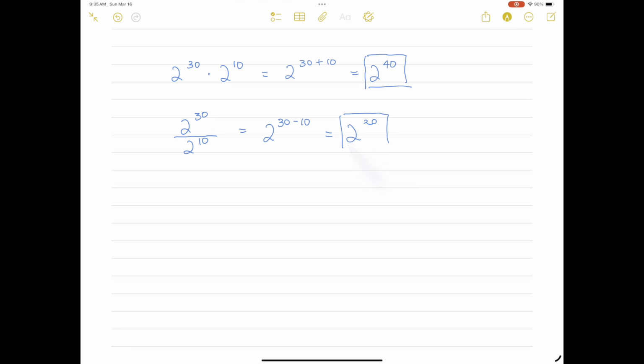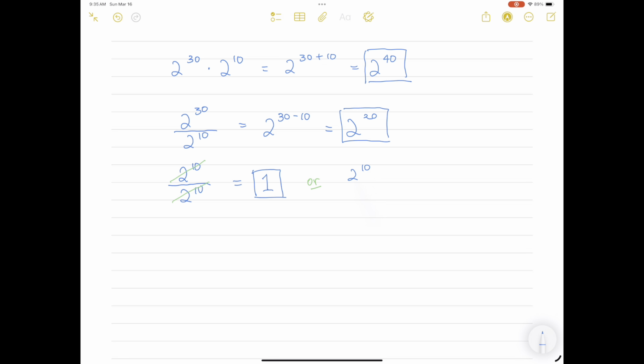2 to the 10th power divided by 2 to the 10th power equals 1, because any number divided by itself equals 1. The other way to think of this is 2 to the 10th power divided by 2 to the 10th power equals 2 to the 10 minus 10th power, which equals 2 to the 0 power. 10 minus 10 equals 0. So you have 2 to the 0 power, which also equals 1.